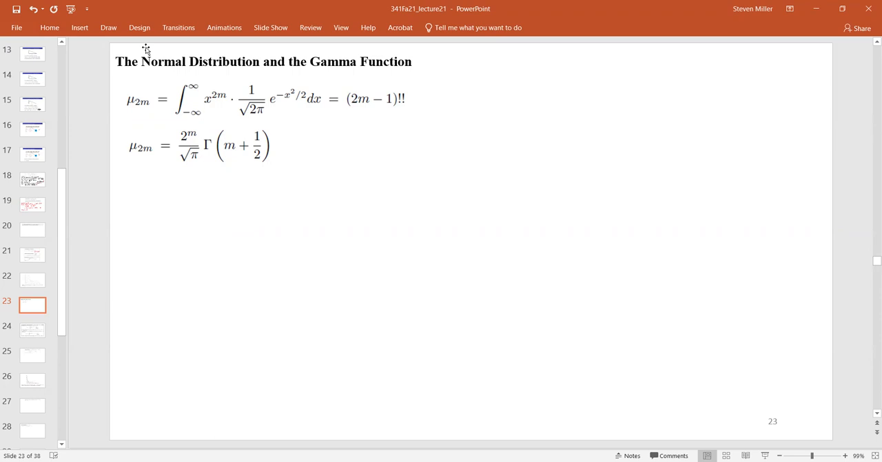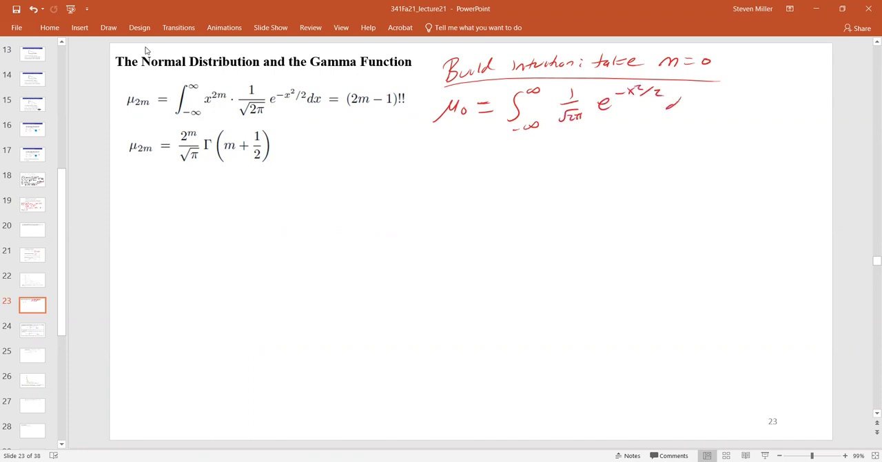What do you think the easiest choice of m will be to compute? So we want m to be an integer, so I'm going to throw out the half. There's something easier than one though. Zero, right? So let's build intuition. Take m equals zero. Now we're going to study mu zero, the integral from negative infinity to infinity of one over square root of two pi e to the negative x squared over two dx. We've seen this before. What is this integral?